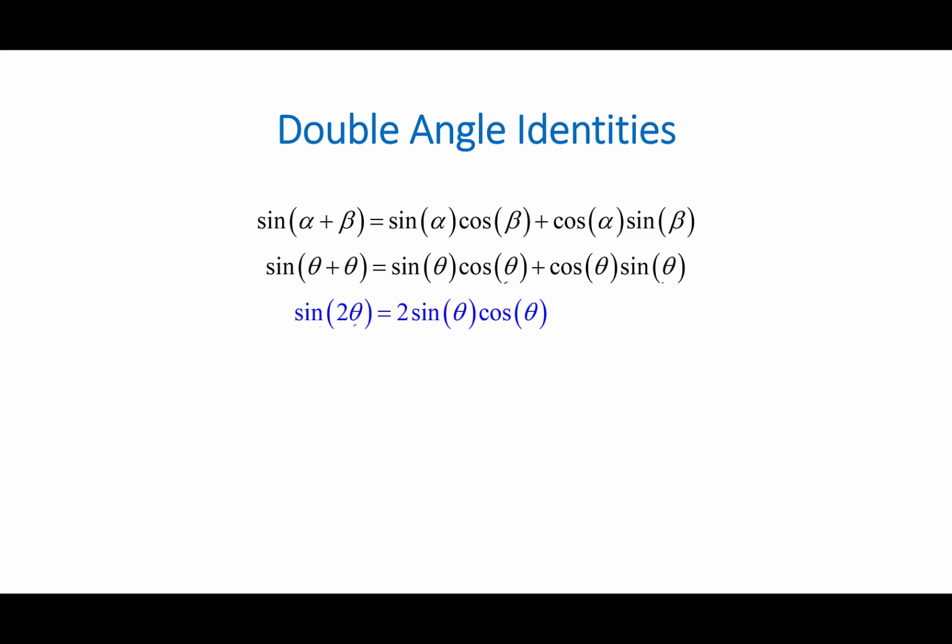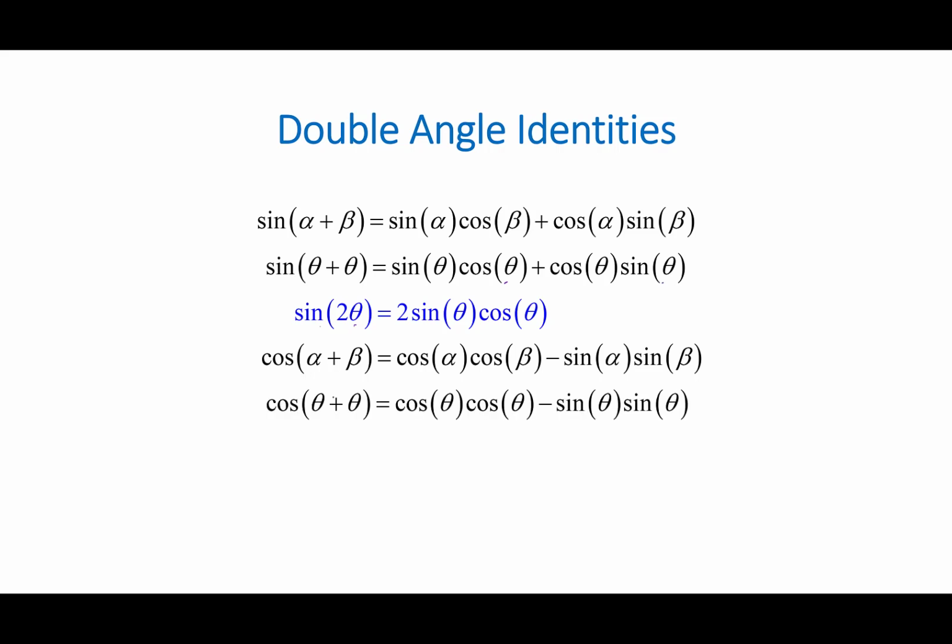With cosine of alpha plus beta, again, we'll replace all our alphas and betas with the angle theta. And now we have cosine of theta plus theta is equal to cosine theta cosine theta minus sine theta sine theta. And simplifying gives us cosine of 2 theta equals cosine squared theta minus sine squared theta.